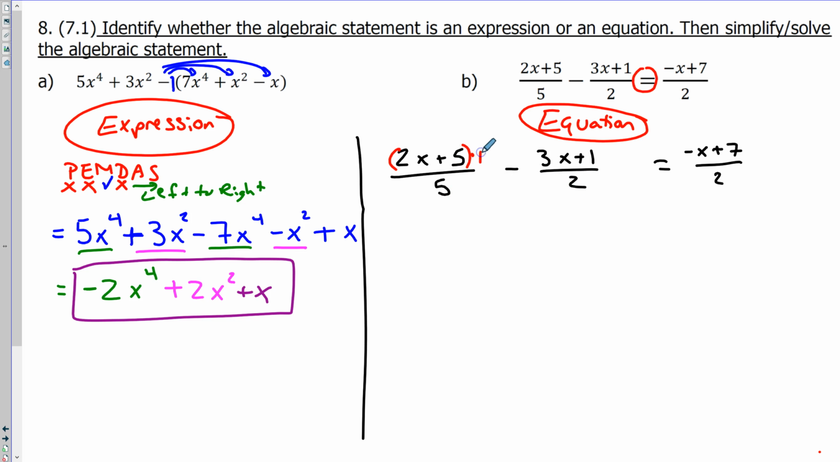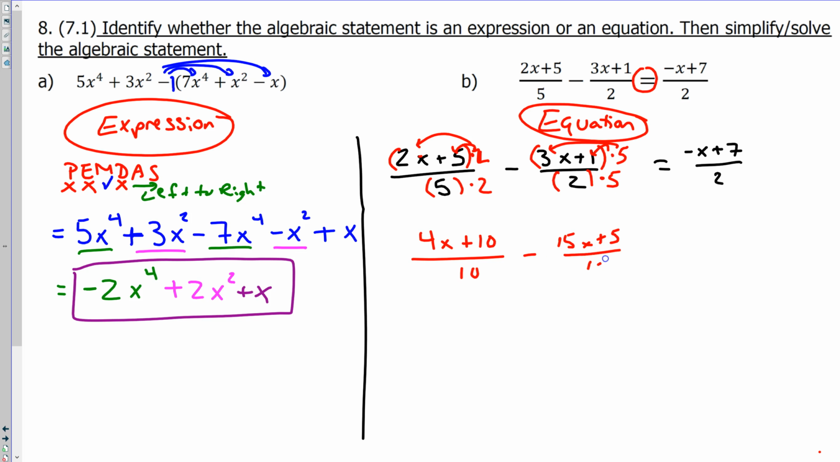So I can multiply this one by 2 on the top and the bottom. That will make it into tenths. Multiply this other fraction by 5. That'll get us into tenths. So if you notice, I put parentheses because the 2 and the 5 do need to distribute. So 2 will multiply through. 2 times 2, this is going to get me 4x. 2 times 5 is 10, all over 10. 3 times 5 is 15. 5 times 1 is 5, all over 10.